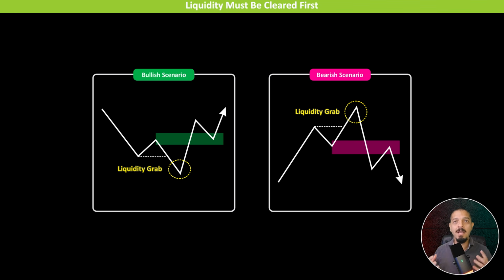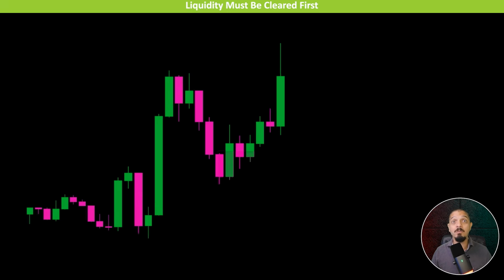To identify valid breaker blocks and use them effectively, we need to consider several criteria and rules. The first point is the clearing of buy-side or sell-side liquidity. For a breaker block to be valid, the price must take out a clear area of liquidity before forming a market structure shift. Here is an important pro tip.